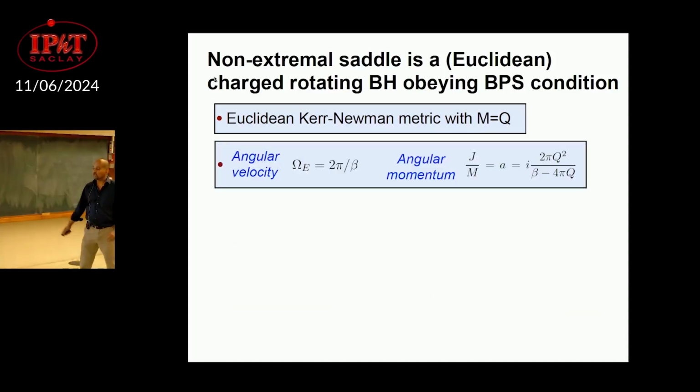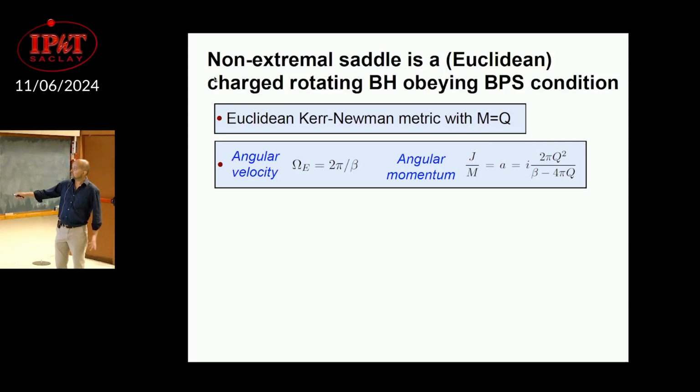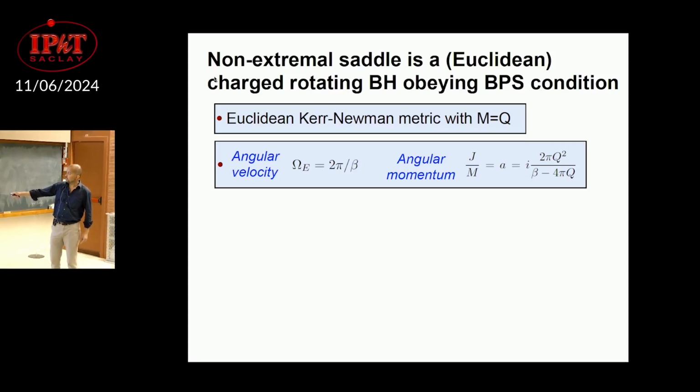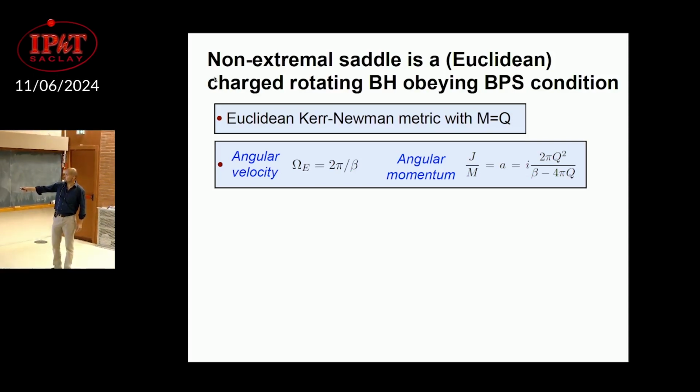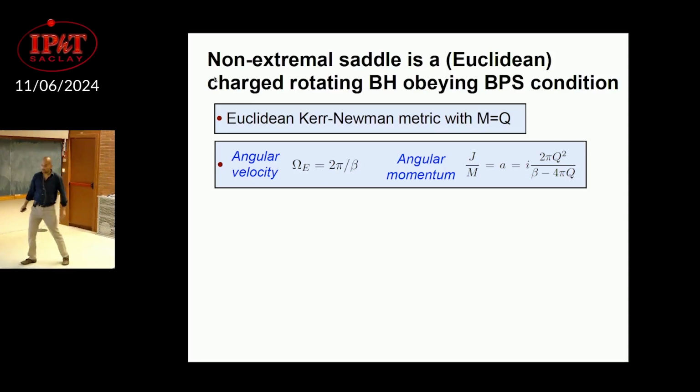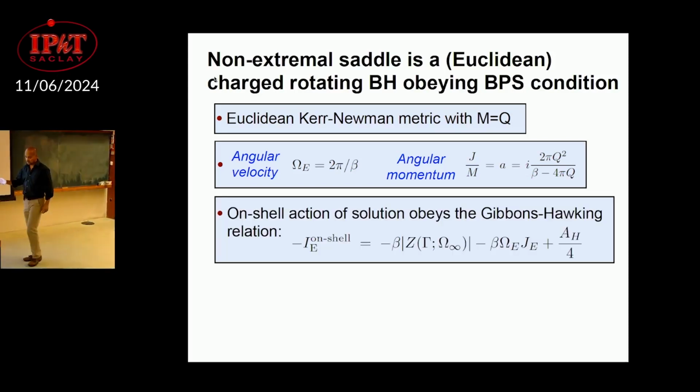In either of these two coordinate systems, you can calculate various things. So there's an angular velocity, which now I've made Euclidean. So omega times beta is 2 pi i. And now you see that the angular momentum has an imaginary term.